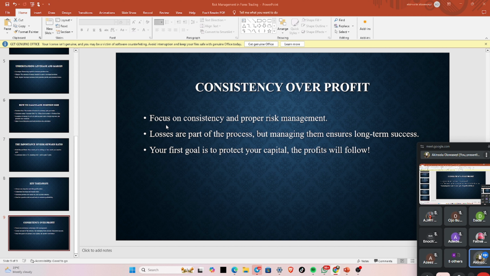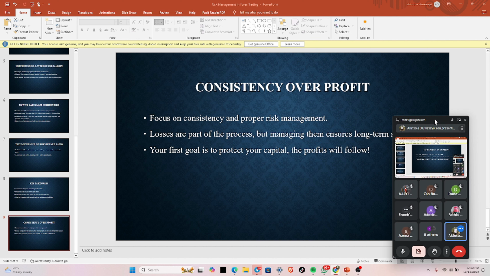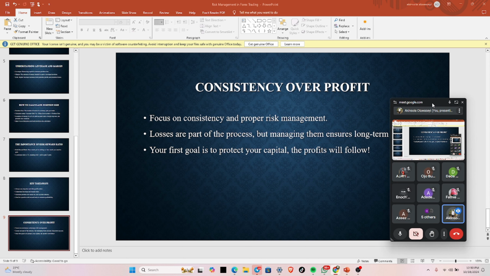You see people buying Lamborghinis, people buying very expensive gadgets and the likes. What does that mean? It does not mean they are not losing, but it means they are making use of proper risk management that gives them a very good hedge. And in the long run, they are making more than they are losing. Simple as ABC.